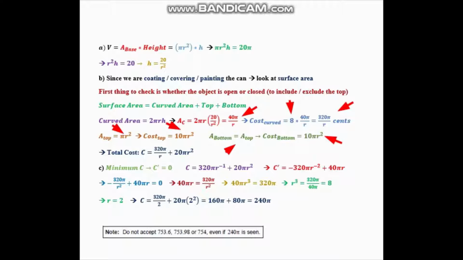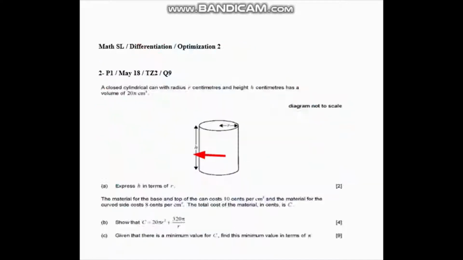So the total cost shall be 10 pi r squared plus 10 pi r squared plus 320 pi over r, which gives us 320 pi over r plus 20 pi r squared. This is the total cost of the entire shape. You will notice that the cost that we have derived is the same as the cost given in the problem.